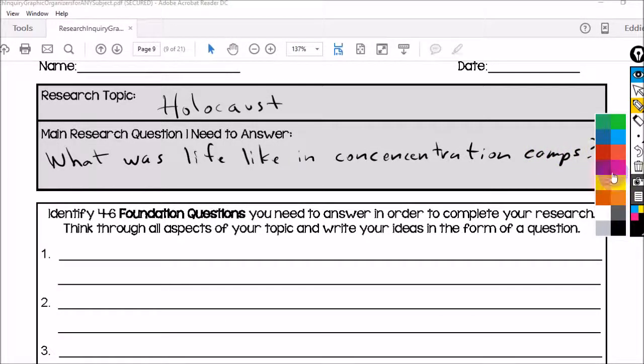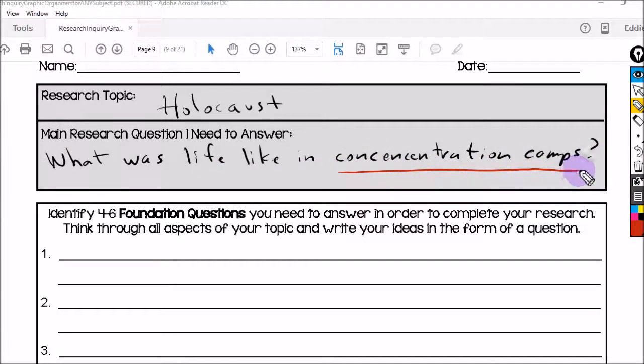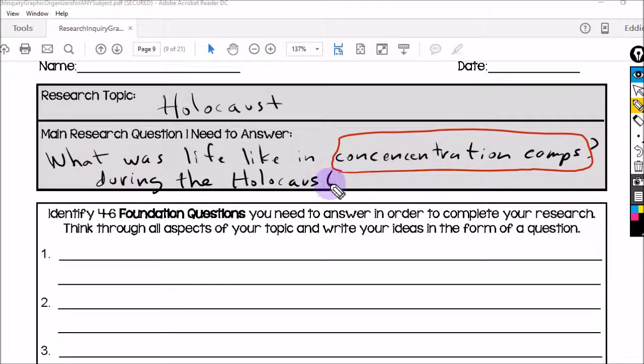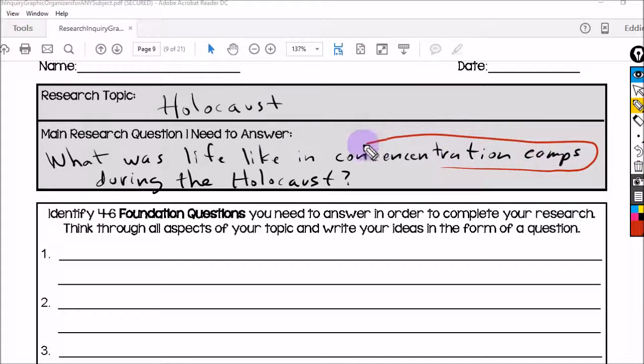All right, I'm going to switch to my red. So I need to start doing my subjects. Concentration camps would be one, right? And actually, the question is incomplete. The question would be, what was life like in concentration camps during World War II or during the Holocaust? Let's do during the Holocaust. So we said concentration camps, and the next thing would be Holocaust.